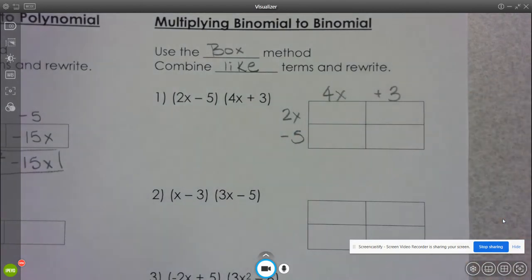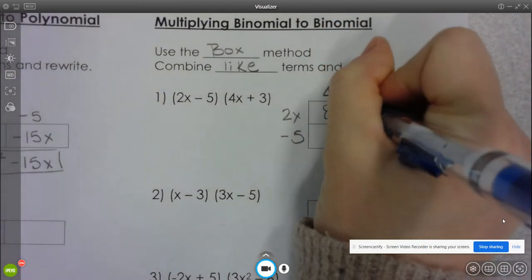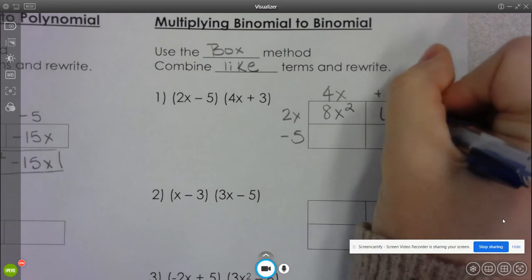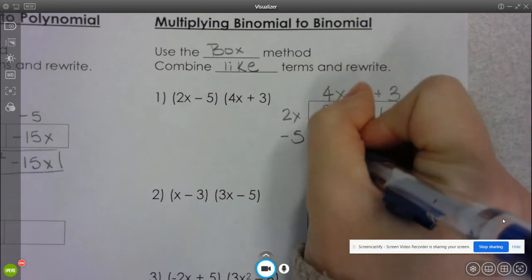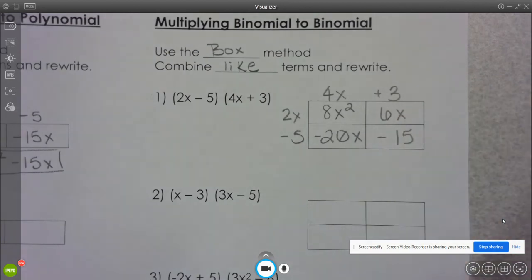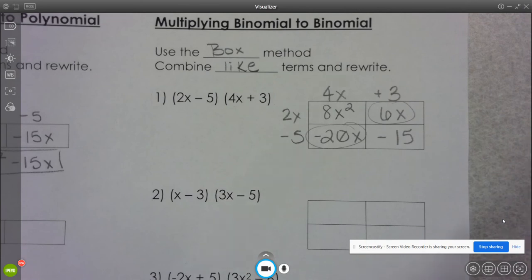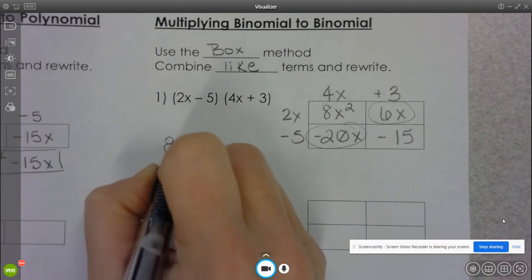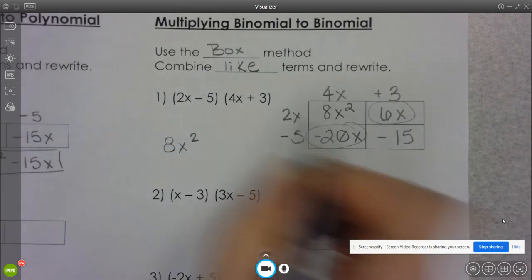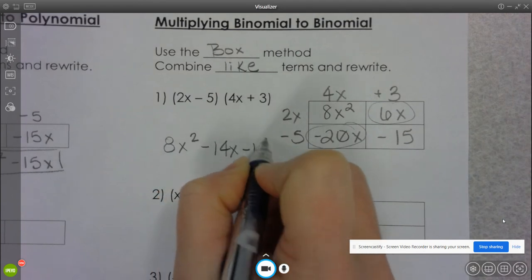So multiplying outside in, just like we did on the last one, this is going to give me 8x squared, 6x, negative 20x, and negative 15. Now in this case, I do have like terms. The 6x and the negative 20x can combine. So I'll have 8x squared minus 14x minus 15.